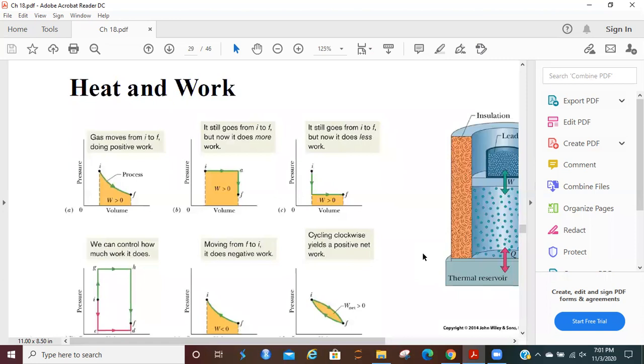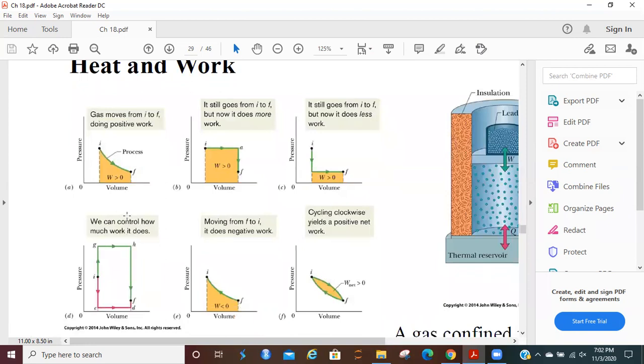So let's take a look at a few examples here. We've got a gas that moves from some initial volume to some final volume. And if it does positive work, the work that is going to be done is going to be the pressure multiplied by the volume. In other words, it's going to be the area under this particular curve. The work is going to be considered to be greater than 0. We'll get into that here in a little bit.